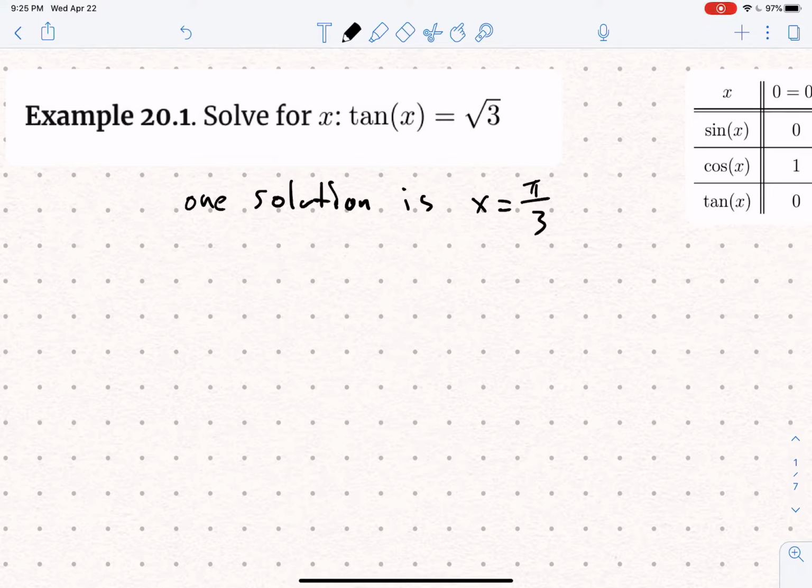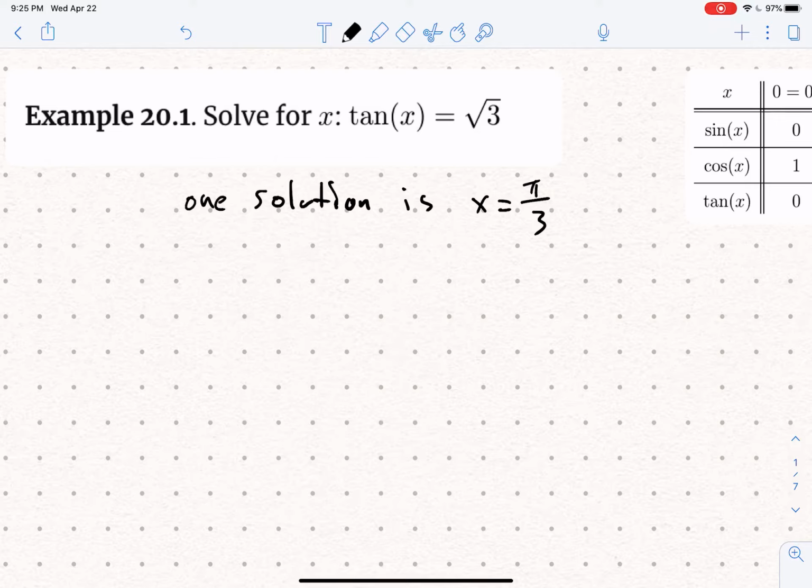All right, here is the trouble. That is not the only solution. And in general, when you think about tangent of an angle, as the angle increases, if you can picture in your head that unit circle, the angle keeps increasing and eventually it goes all the way around the unit circle back where it started again. And then it goes around the unit circle again.